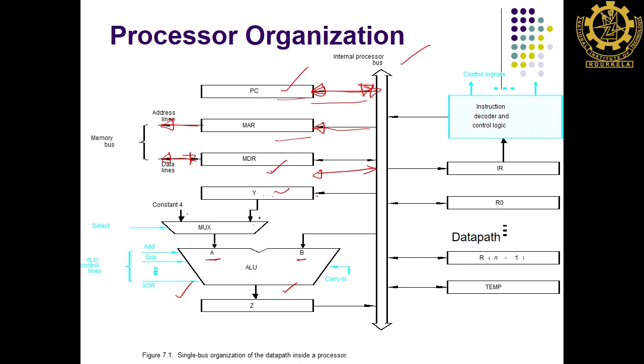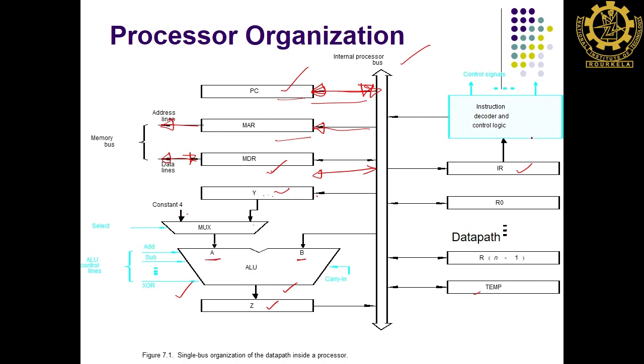Then you have the ALU, and the ALU is a combinational circuit, so it cannot store the result. Whatever you add needs to be stored. Therefore there is a register called the Z register, and there are some other temporary registers for intermediate operations, and registers R0, R1. On the right side there is the instruction register. As I just said, the instruction should be brought from the main memory to the instruction register, and then it needs to be decoded.